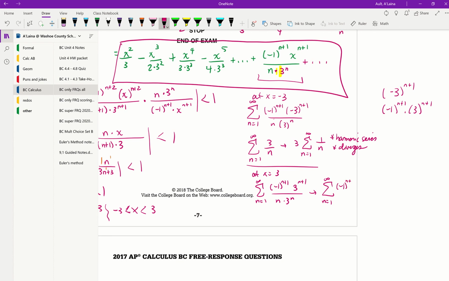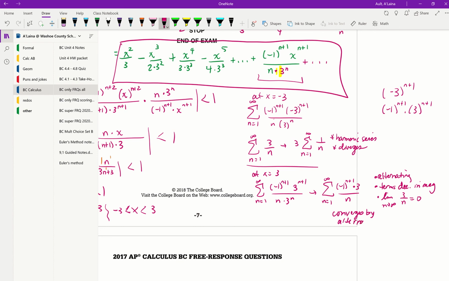the alternating part stays, and I just have times 3 over n. So this is an alternating series. Okay, so we have an alternating series. This would be 3 over n for the terms. Those are going to decrease in magnitude. And the limit as n approaches infinity of 3 over n is indeed 0. So this one converges by the alternating series test.